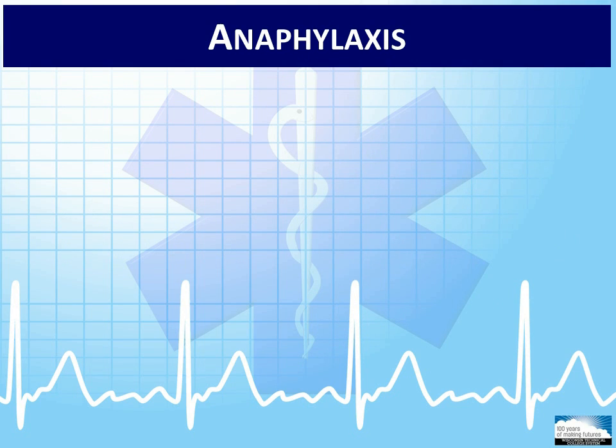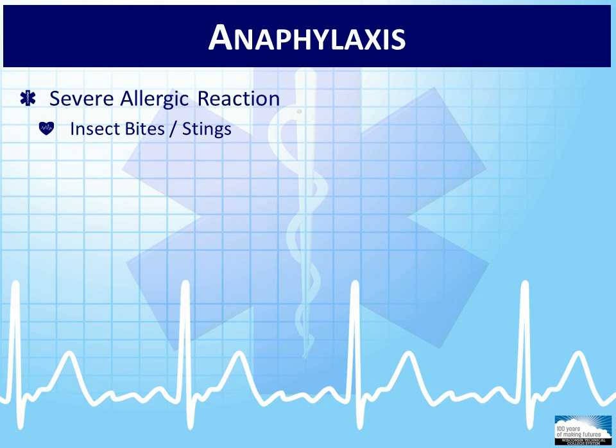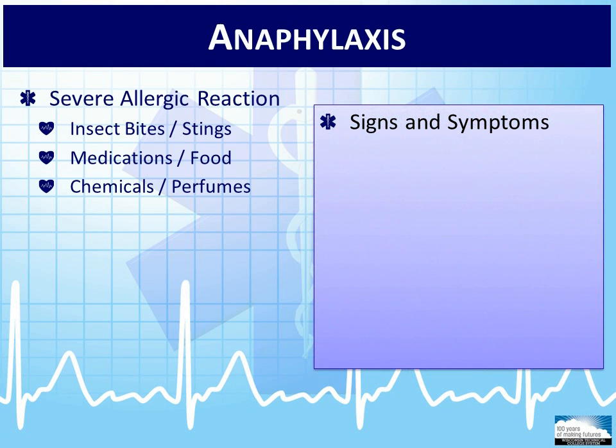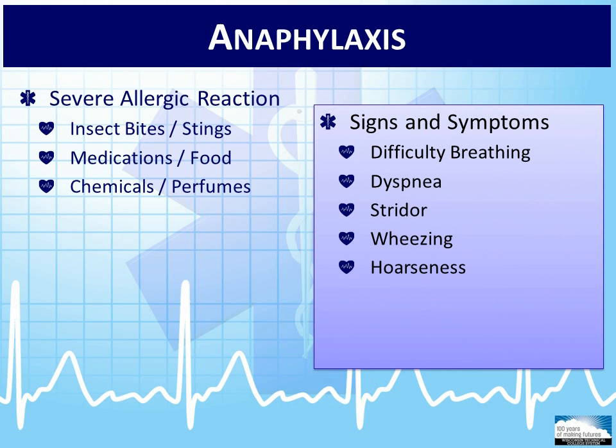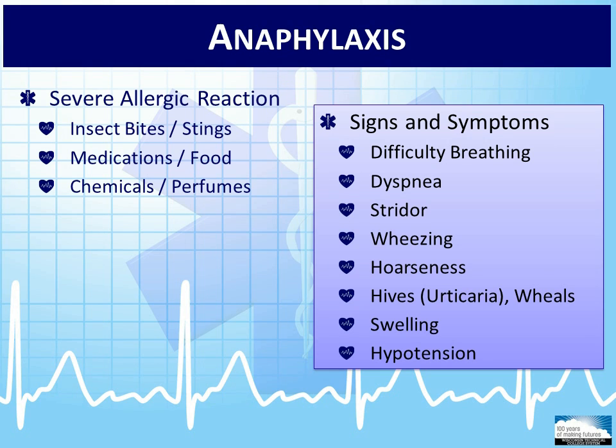Anaphylactic shock occurs when the immune system overreacts to some type of antigen, such as an insect bite or sting, medications, certain foods, or chemicals, including soaps, colognes, and perfumes. Signs and symptoms commonly include difficulty breathing, stridor, wheezing, and hoarseness, given swelling of the airways. Hives, also called urticaria, are common but not always visible. Hives may be present with wheals, which are itchy patches of elevated skin. Swelling may occur, and hypotension is a common sign due to widespread vasodilation.